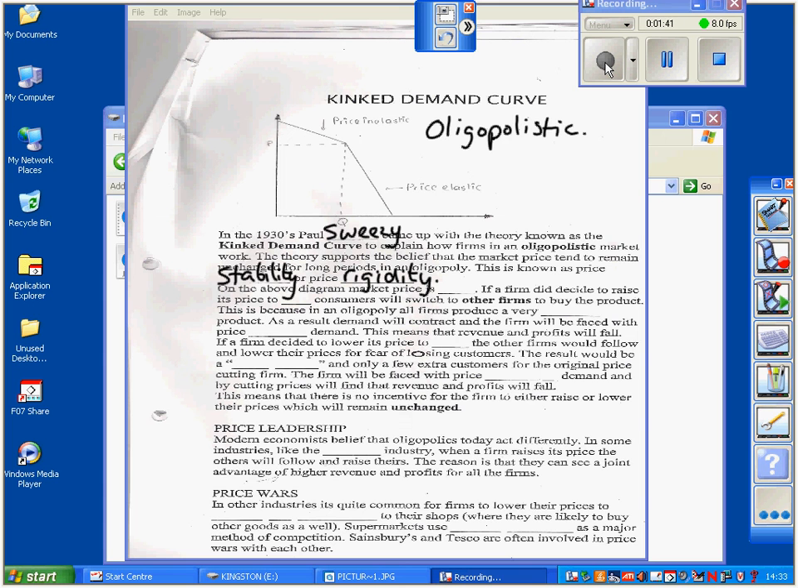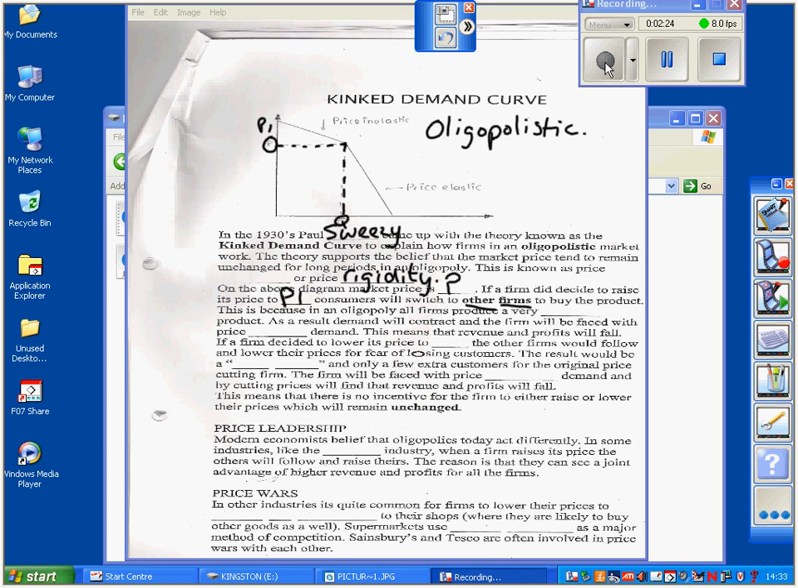On the above diagram, the market price we'll put down is P, and this is the market price here with this quantity Q. If a firm did decide to raise its price to, let's say, P1, and let's mark P1 on here, consumers will switch to other firms to buy the product. Now, as I said at the very first instance, that will only be one of the other large firms in the industry.